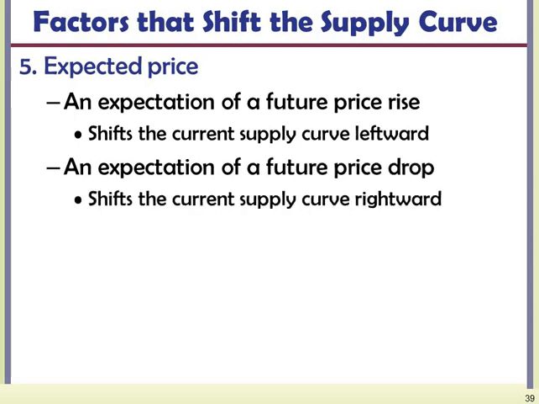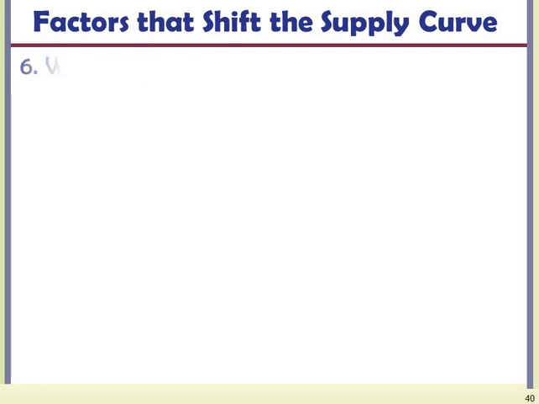Next is expected price. So, if the price expected to rise in the future, okay, the supply curve will shift to the leftward. So, same thing, no? Kapag po ang presyo ay nag-drop or bumaba, okay, in the future, ang mangyayari po sa ating supply curve will going to rightward.